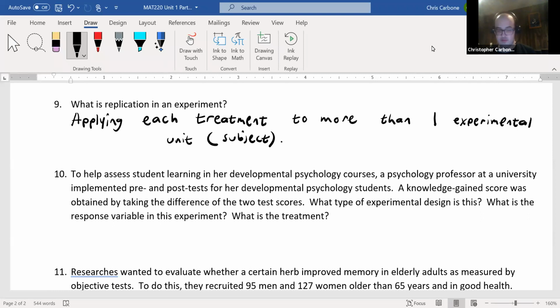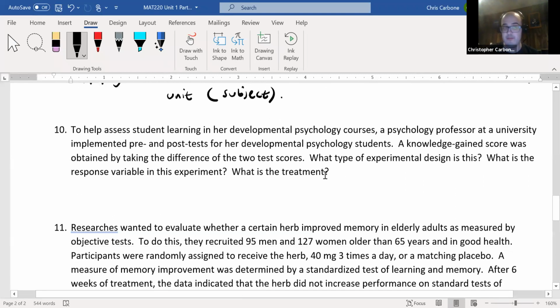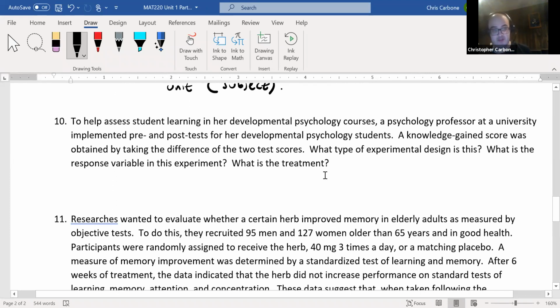So then, moving on from that, we have question number 10. To help assess student learning in her developmental psychology courses, a psychology professor at a university implemented pre- and post-tests for her developmental psychology students. A knowledge gained score was obtained by taking the difference of the two test scores. What type of experimental design is this? What is the response variable in this experiment? And what is the treatment?